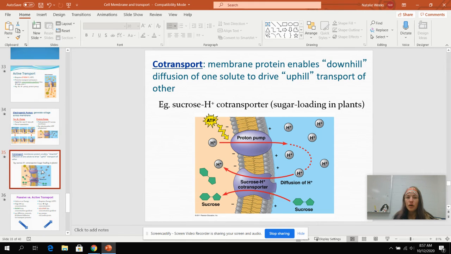We can also use these for co-transport. So this is where a membrane enables downhill diffusion to drive uphill transport. What that means is if we look at the proton pump up at the top here, we're inputting energy to pump out hydrogen ions. And then we have a sucrose hydrogen co-transporter. So the hydrogen wants to go back inside, and for every hydrogen that goes in, a sucrose can go in. So they both need to be there in order for the pump to work. So we have to actively pump out hydrogen to fuel this pump that's downstream from it in that membrane.